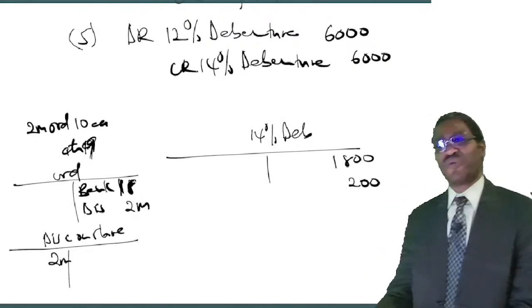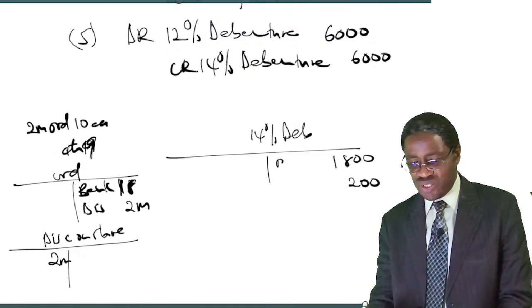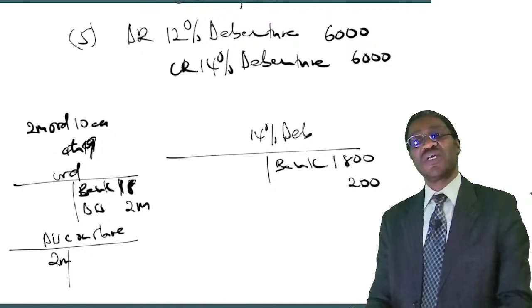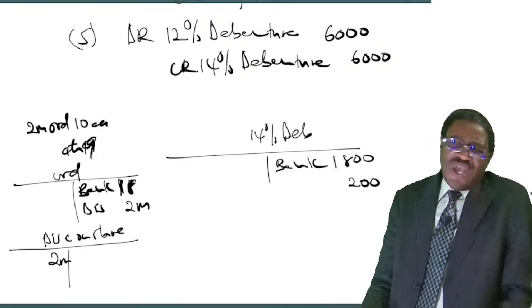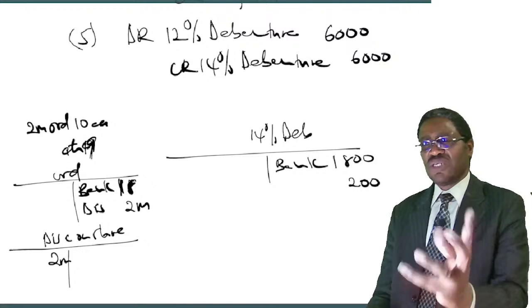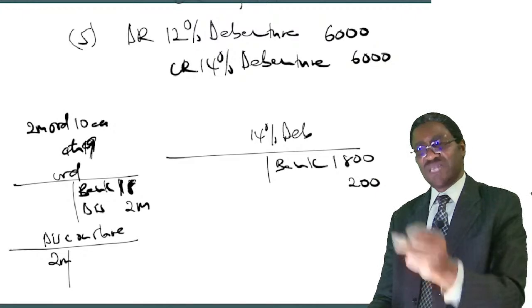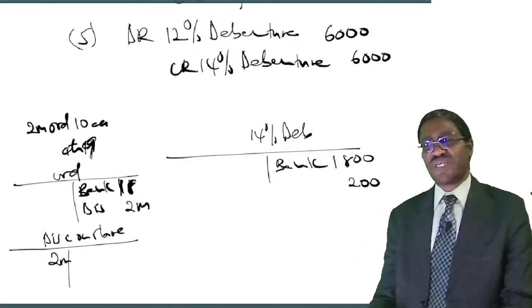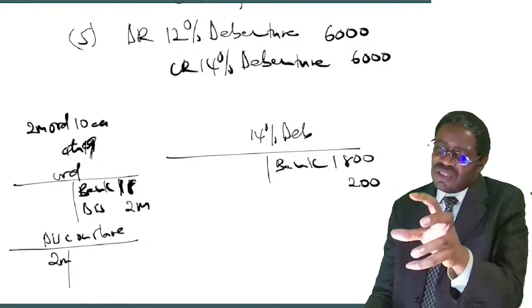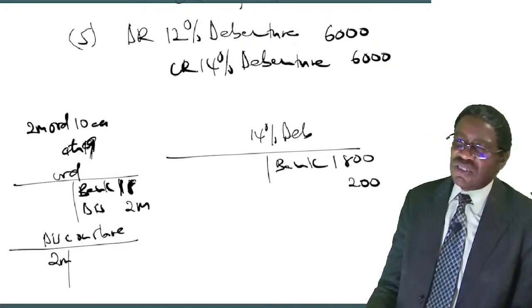So what the examiner expected you to do is debit bank with the 1.8 you received, and credit 14% debenture. Then you say, but we are issuing them at a discount of 200,000. How did we get 200,000? The discount is 10 bob, because we are issuing a debenture of 100 at 90. That's 10 bob, but there were 20,000 debentures. That comes to 200,000.